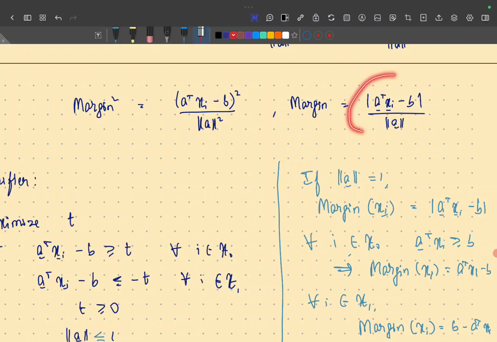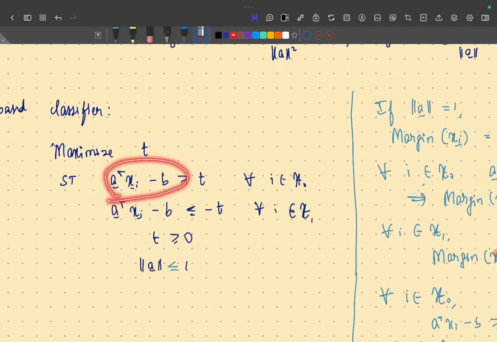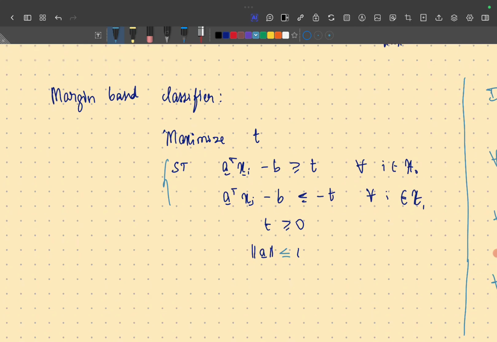Remember that the margin is equal to mod of A transpose xi minus b divided by the norm of A. So what happens if norm of A is greater than 1? If norm of A is greater than 1, then the margin is less than A transpose xi minus b. So all of my constraints are A transpose xi minus b greater than or equal to t. They are, but then I would have to change the objective function if I did not have this constraint.